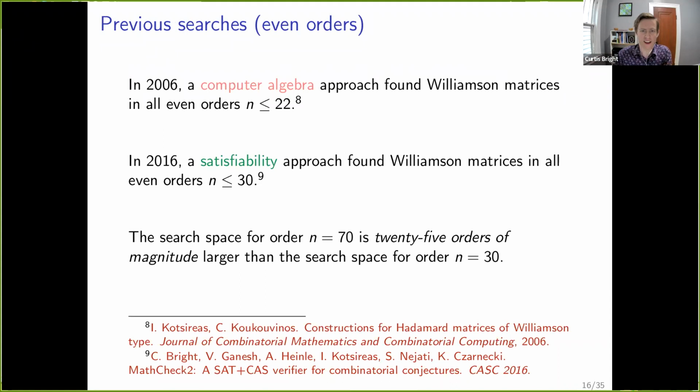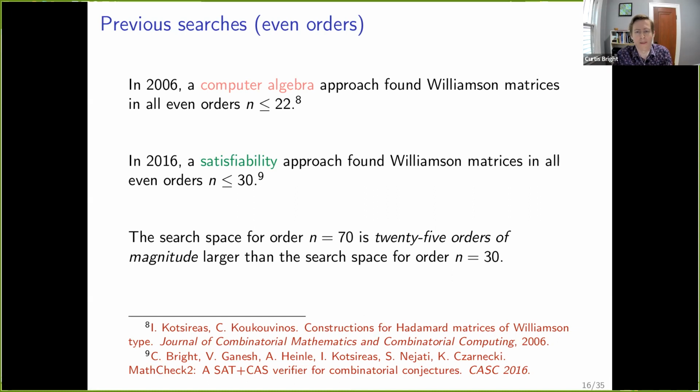All right, so that was the punchline. I kind of gave it away at the beginning to get you interested. How did we get there, right? As I said, if you had told me this is where we would have got, I would have laughed at you. Because back then, let me talk about the state of the art previously. I'll focus on the even orders, because that was where we did the most work. So in 2006, there was a computer algebra approach which found Williamson matrices in every even order up to 22. And then in a chapter of my PhD thesis in 2016, we did a satisfiability approach, and this got up to order 30.